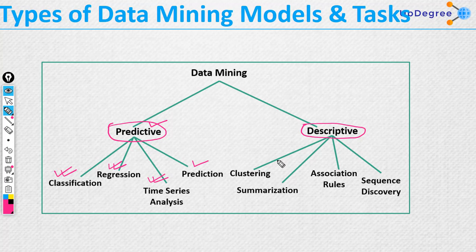Next is descriptive data mining. Here we can go for clustering of similar types of data depending upon the data pattern observed. Summarization means we are going not for individual values but for aggregated values, the summary values. Association rules show which items or data are associated with each other, which is the antecedent and which is the consequent. And sequence discovery means the pattern has a certain sequence to observe.